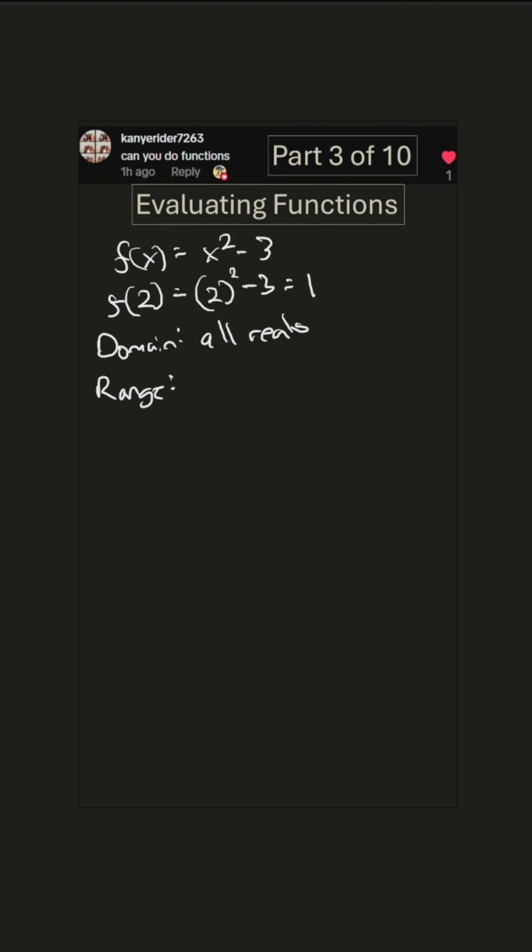To find that, let's replace f of x with y. So y equals x squared minus 3. And now we'll move 3 to the other side. We'll say x squared equals y plus 3. Now remember, x squared is greater than or equal to 0 because you can't square any number and get something less than 0.